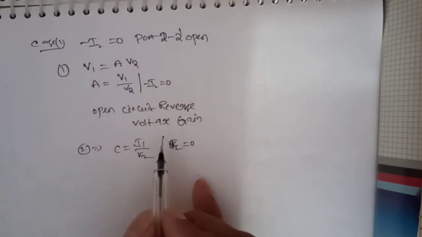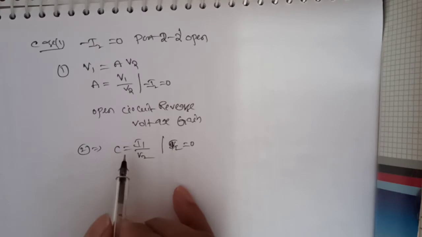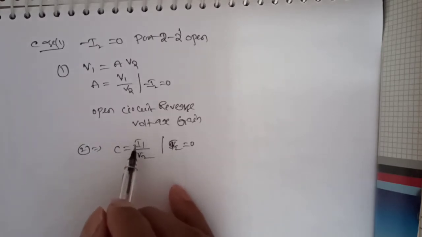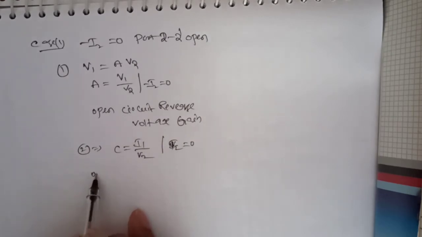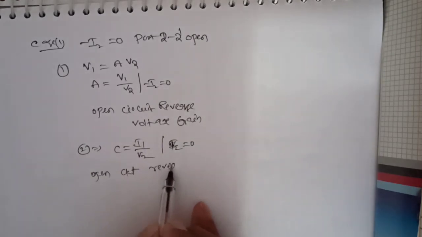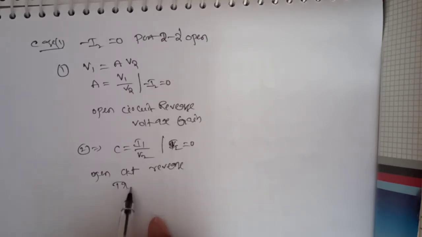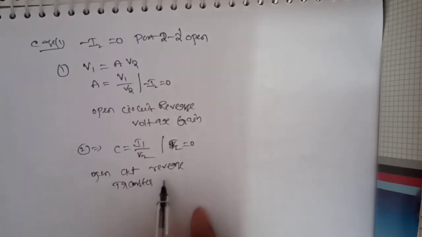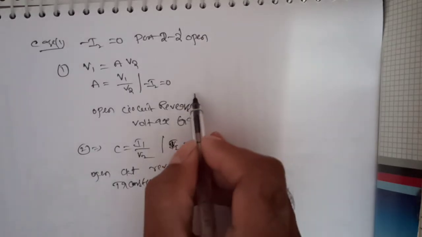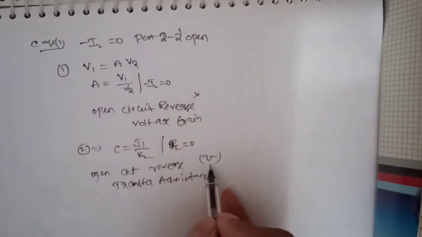Like that, by using the second equation we get C equal to I1 by V2, where I2 equal to 0. I by V we can call admittance, and with 1 and 2 it is called transfer admittance. That's why the name of the parameter we can call open circuit reverse transfer admittance. Here A has no units, and here the unit is mho.